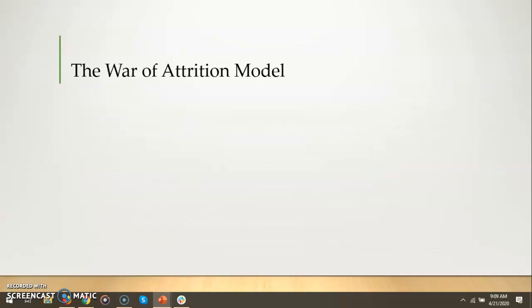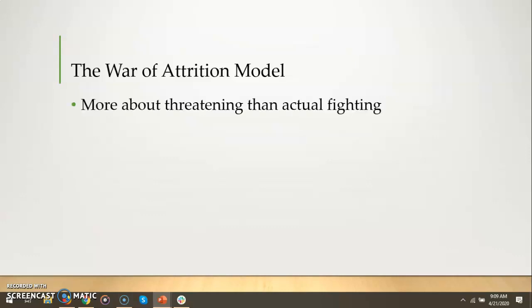The next model is called the War of Attrition Model. And a war of attrition is basically, attrition is usually thought of as you kind of grind the other person down. Okay? So we're going to work with attrition. And actually the war of attrition here is more about threatening than actual fighting. Okay? So it's more about I'm going to threaten and threaten and threaten until I freak you out. And you're going to threaten and threaten and threaten until hopefully you freak me out. There usually isn't any actual fighting.